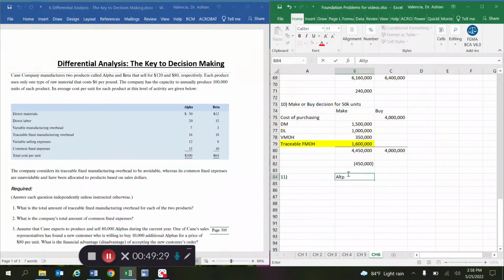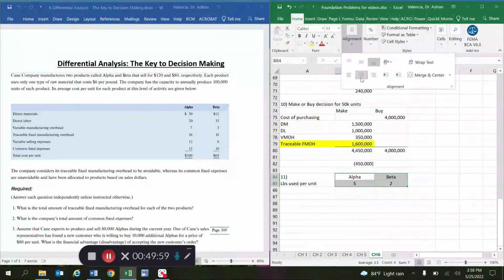We have alpha and beta. And this is simply going to be the $30 divided by $6 per pound, and that's 5 pounds. And then this one here is going to be $12 divided by 6, which is 2 pounds. So I think I know why they're asking this.